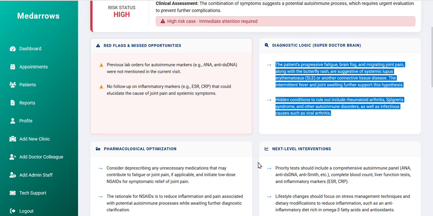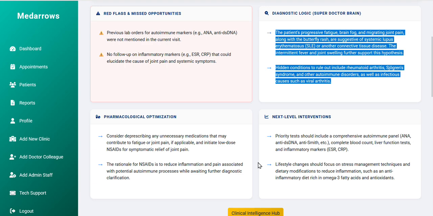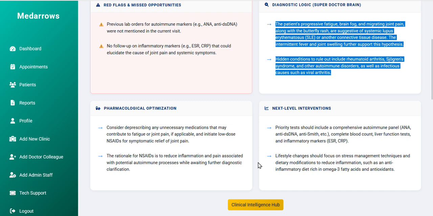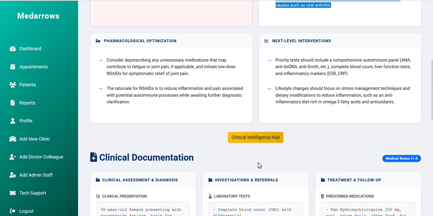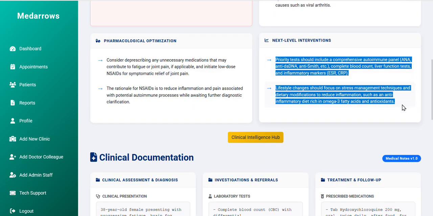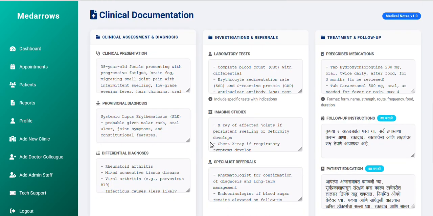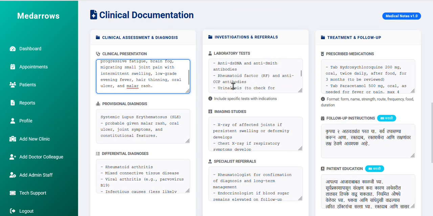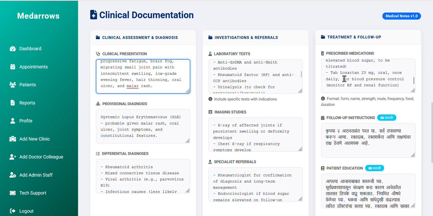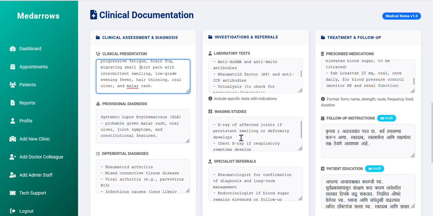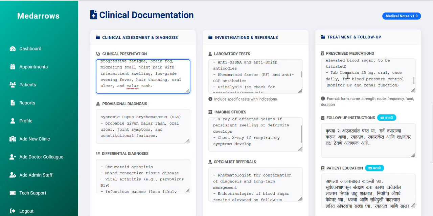Hidden conditions to rule out include rheumatoid arthritis, Sjogren syndrome, other autoimmune disorders, viral arthritis. And then it's suggesting you do these things. And then we got this editable draft here. Okay, this is an editable draft.